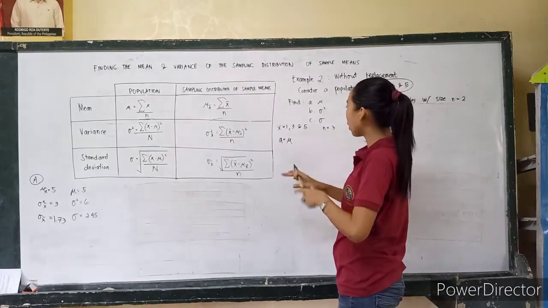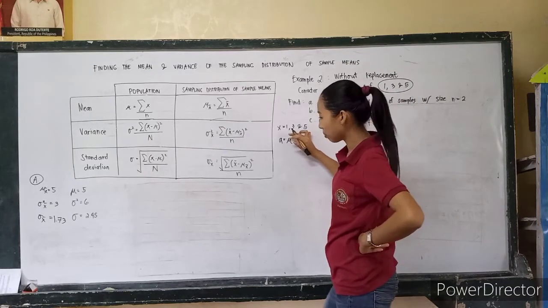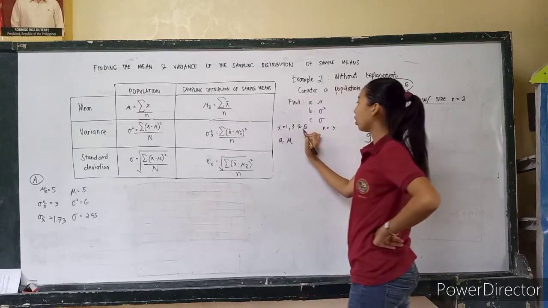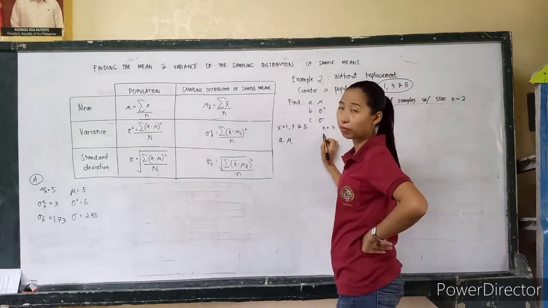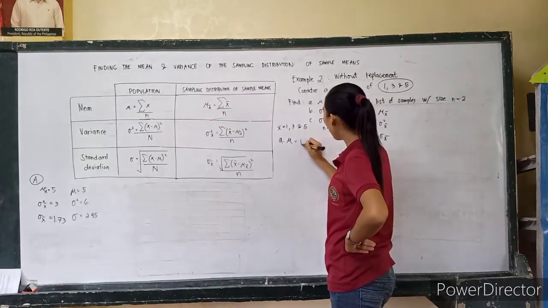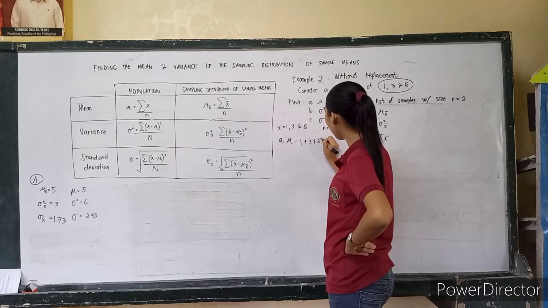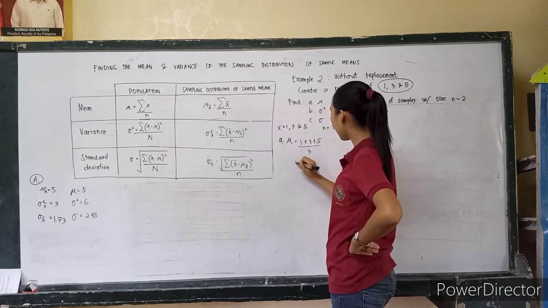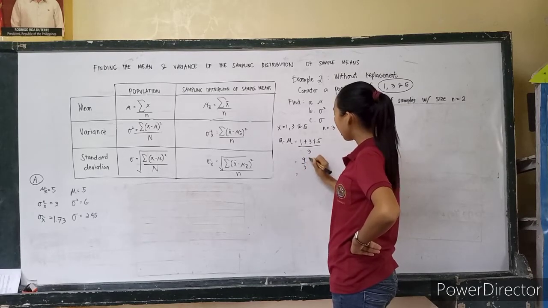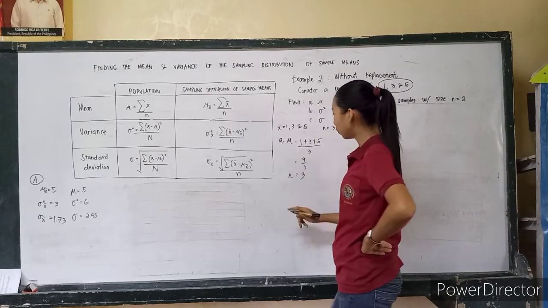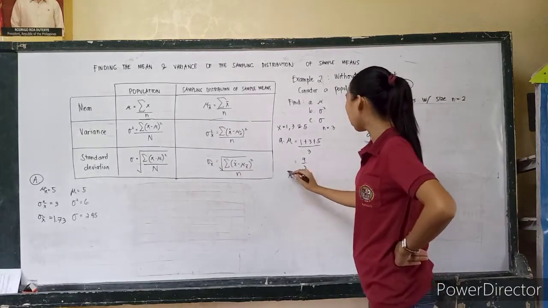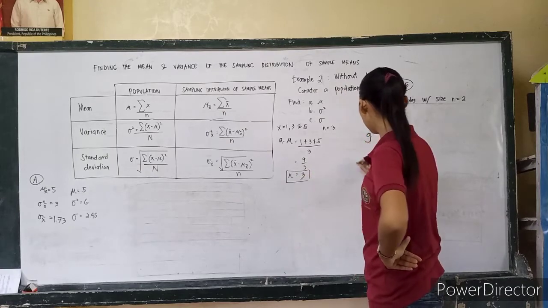In getting the population mean, do not forget to add everything. Add all your x's and then divide it by your n, or your 3 right here. So we have 1 plus 3 plus 5 divided by 3. 1 plus 3 plus 5 is equal to 9 divided by 3. 9 divided by 3 is equal to 3. Clear? Alright.